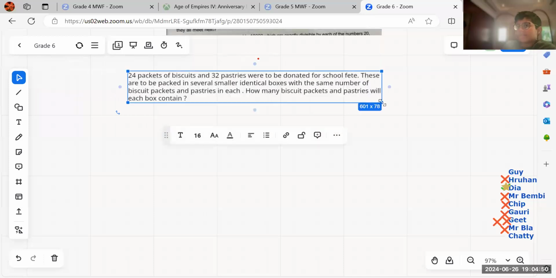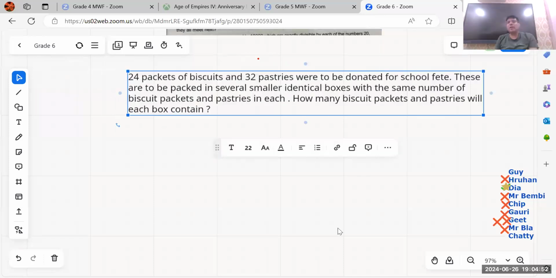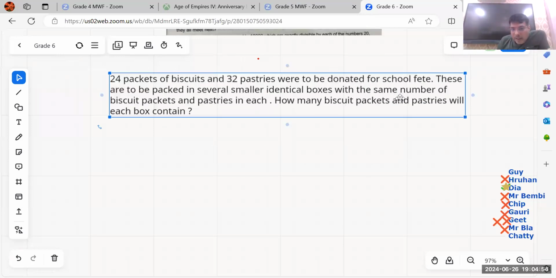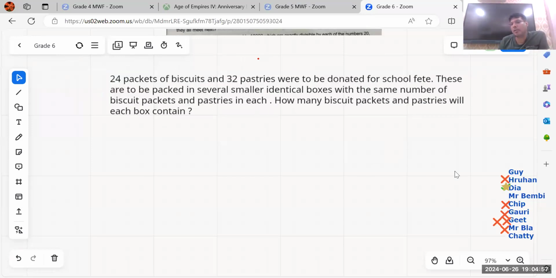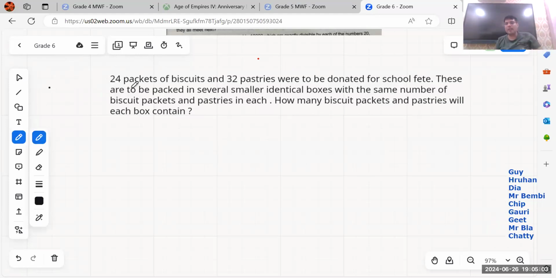So can we have a break? No. In this question, we have to make the maximum number of packets possible, and we have to keep equal biscuits in each packet and equal pastries. This question does not mean that one box should have an equal number of biscuits and pastries. It means we have to make an equal number of packets, and in every packet an equal number of biscuits. So read the question, guys.